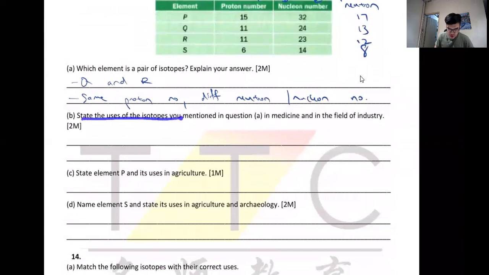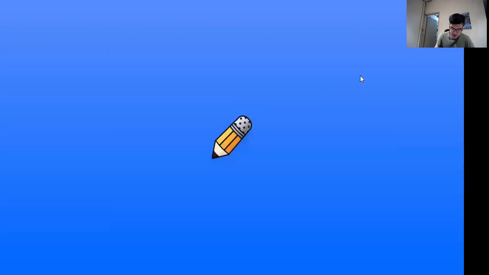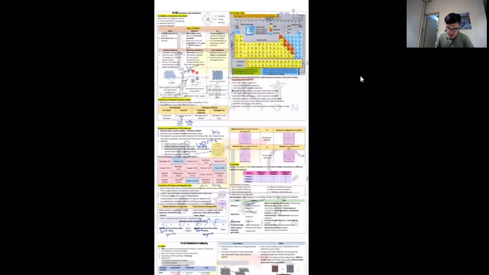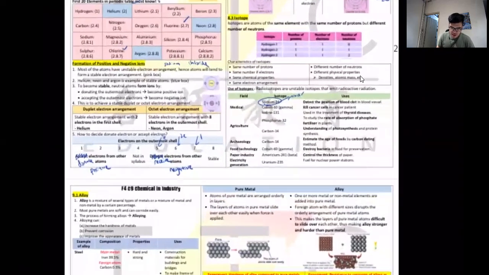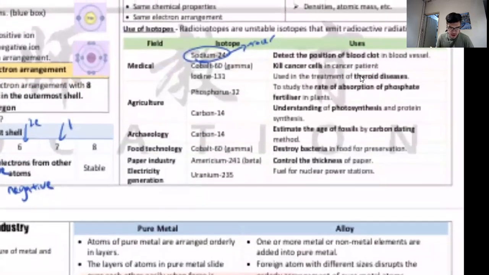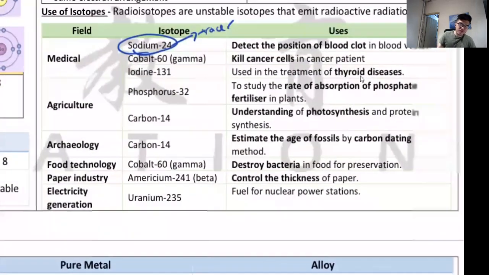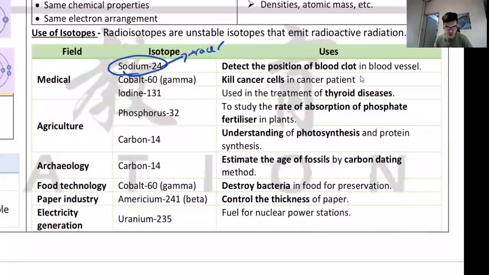Okay, next B. State the use of isotope you mentioned in question A in medicine and field of industry. Okay, if you still remember, let's go into one of my Form 5 revision. We were just revising on isotope this week. So remember what is this? I think you learned this a few months ago, right? So where do we use some isotope? Number one is sodium 24. Sodium 24 is a very good tracer. What does it trace? It traces your blood clot.